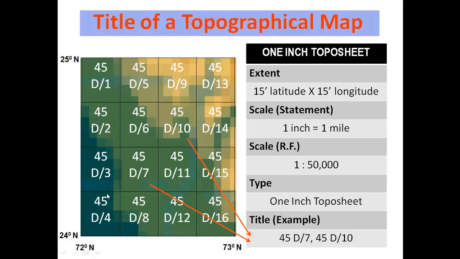There are a total of 16 parts of this, and 1 inch represents 1 mile. The RF scale is 1 to 50,000, one-fifth of the previous scale. The type is 1 inch topo sheet. An example is 45D10 and 45D7. These two topo sheets you are going to use in Standard 10 for map work.